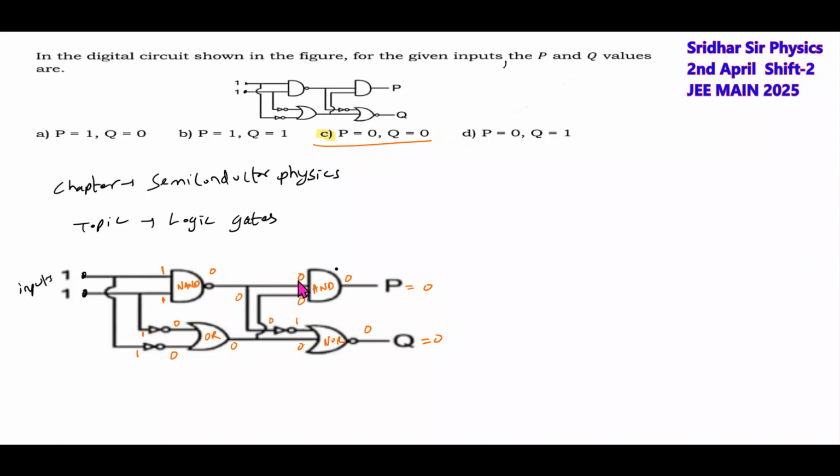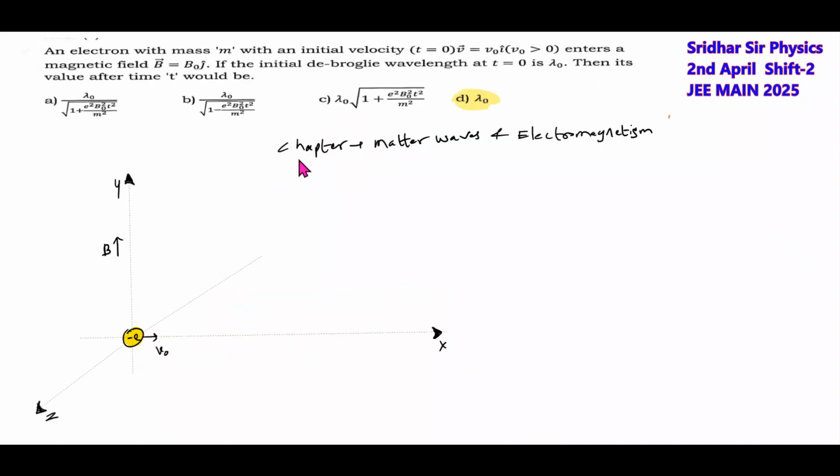We'll move to the next question. This question belongs to the chapter Matter Waves and Electromagnetism. It is based on two topics: a moving charged particle in a magnetic field, deflection of a moving charge in a magnetic field, and its associated de Broglie wavelength. Let me read the question. An electron with mass m with an initial velocity v equal to v naught i cap, moving along the x-axis, enters a magnetic field B bar along the y-axis.